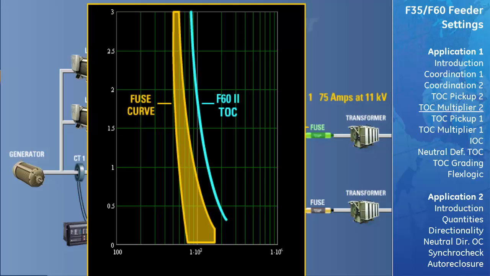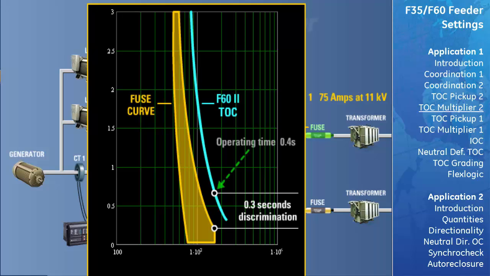Earlier in the course, it was determined that to account for CT saturation, timing errors, and fuse errors, a minimum discrimination time of 0.3 to 0.4 seconds between the relay and fuse curves should be used. To determine the value of the time dial or time multiplier, we use the IEEE extremely inverse characteristics formula and work backwards. We want an operating time of 0.4 seconds to give a 0.3 second separation between the relay curve and the fuse curve for the downstream fault magnitude of 1,613 amps.